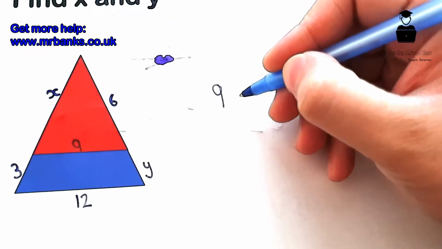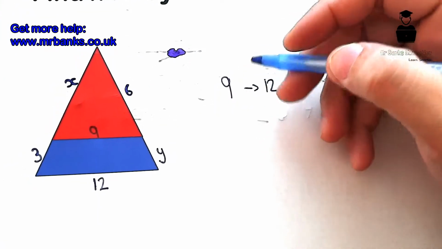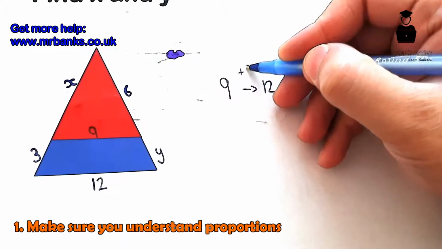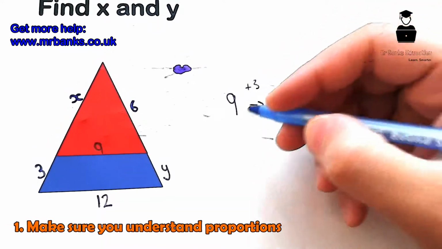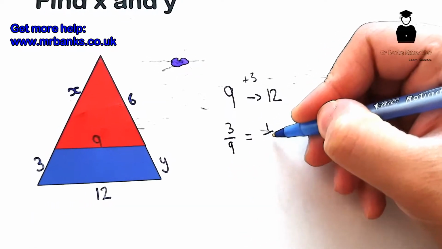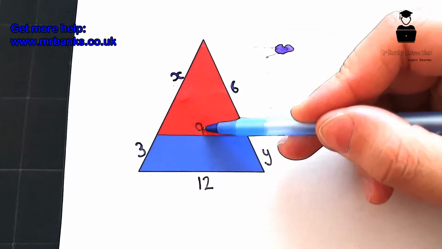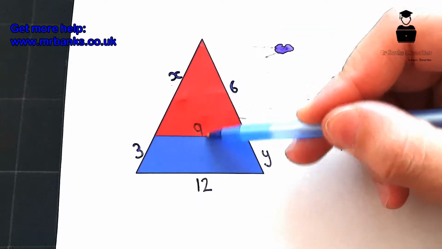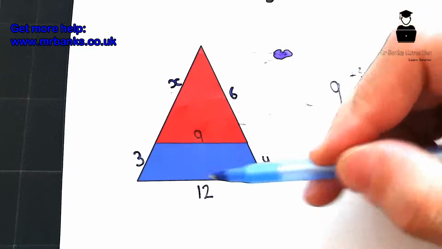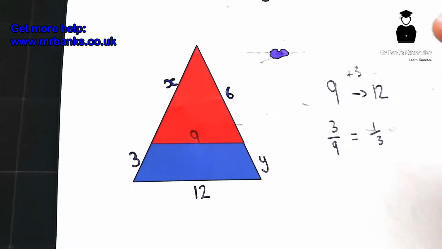So as a proportion, how do we get from 9 to 12? Well, we added 3 on. So what is 3 out of 9? It's a third. So we have added 1/3 on. We've added 1/3 of 9 on to make that one there. So all of these numbers are going to be the same. The same relationship is going to apply.